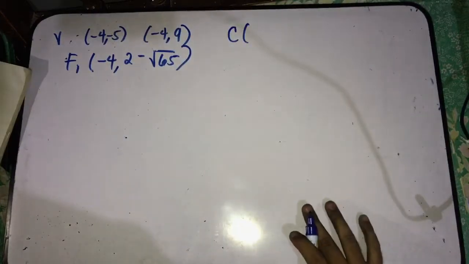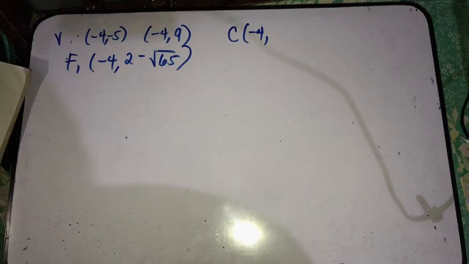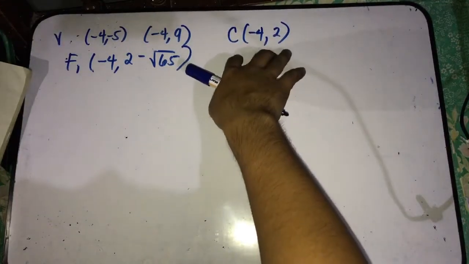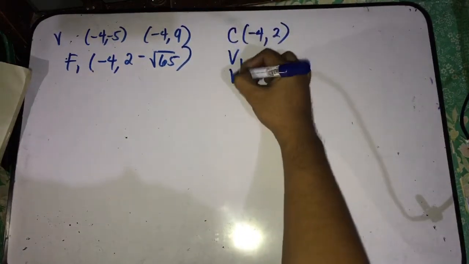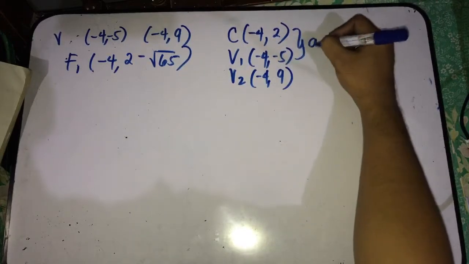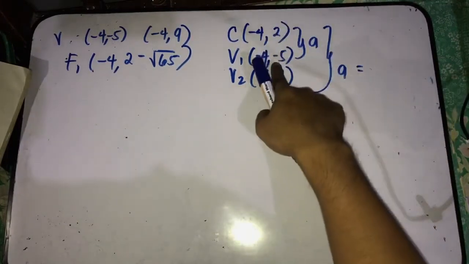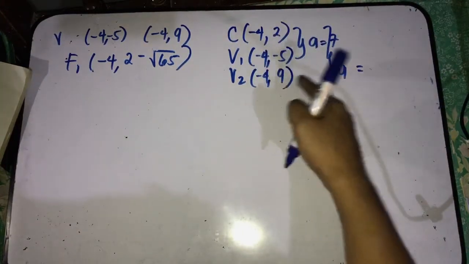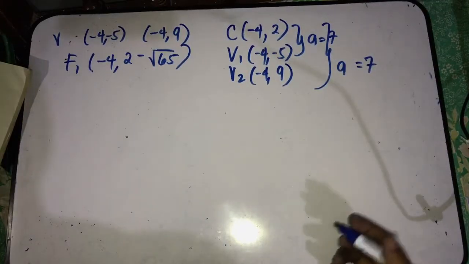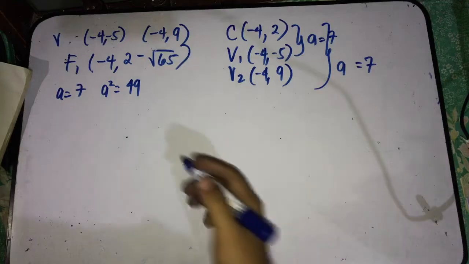If we are given this, we could say that in the middle of the endpoints of the vertices there is the center. The center should be located at -4 because the average of the x and y coordinates of the vertices should be the center. That is (-4, 2). So V1 and V2 are (-4, -5) and (-4, 9). From the center going to V1, that is a. Since we're not changing the value of x, we get the value of a through the y coordinate. From the center (-4, 2) going to the vertices (-4, -5) or (-4, 9), the distance is 7. Therefore, a is equal to 7, a squared is equal to 49.